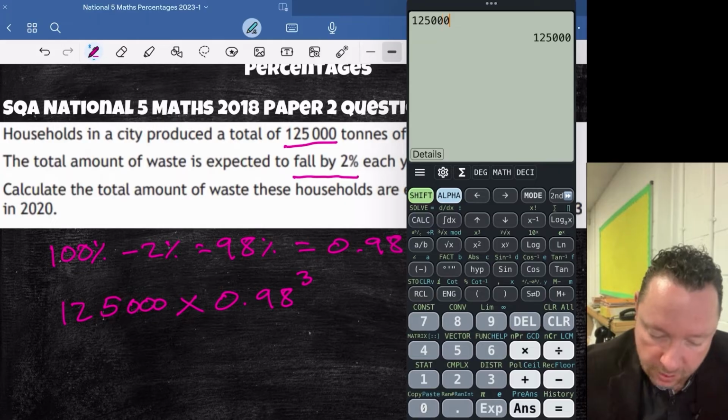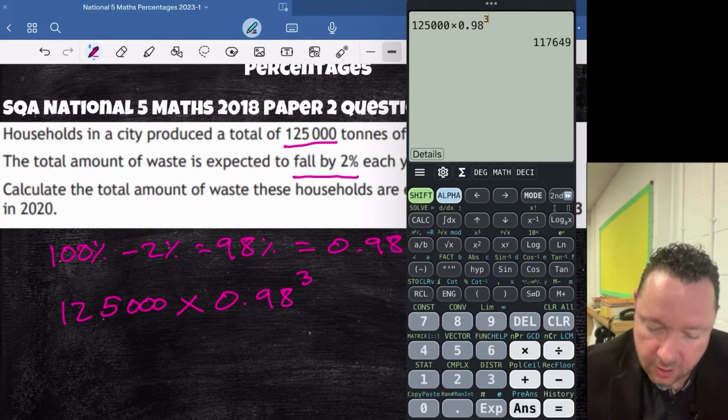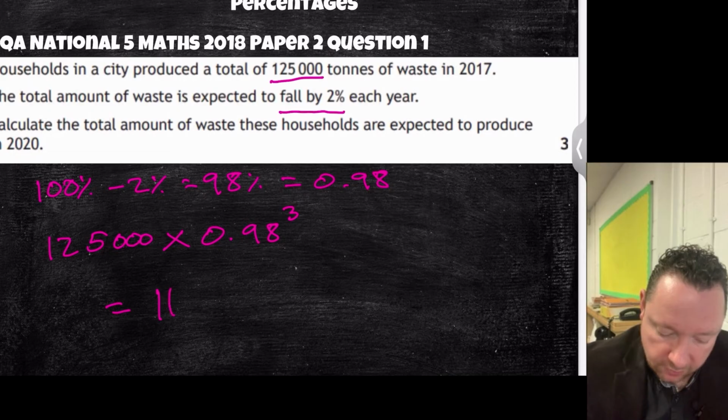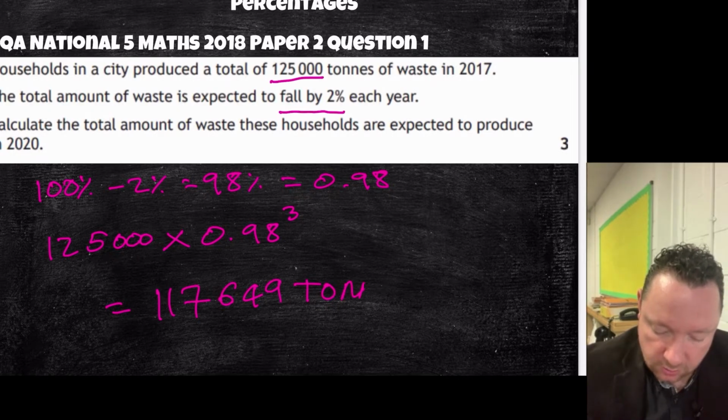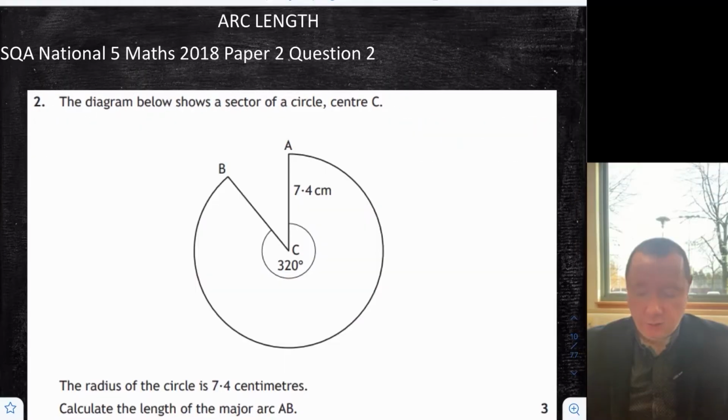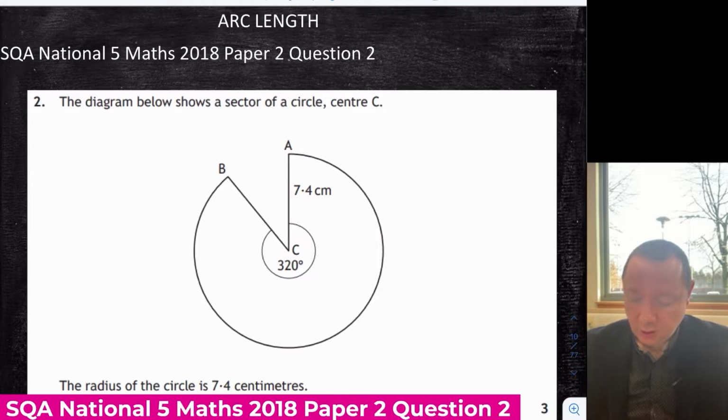125,000 times 0.98 to the power of 3 is 117,649. I'll just write tonnes, because that's our units in the question. And we're done there. SQA National 5 Maths 2018 Paper 2 Question 2 on arc length.